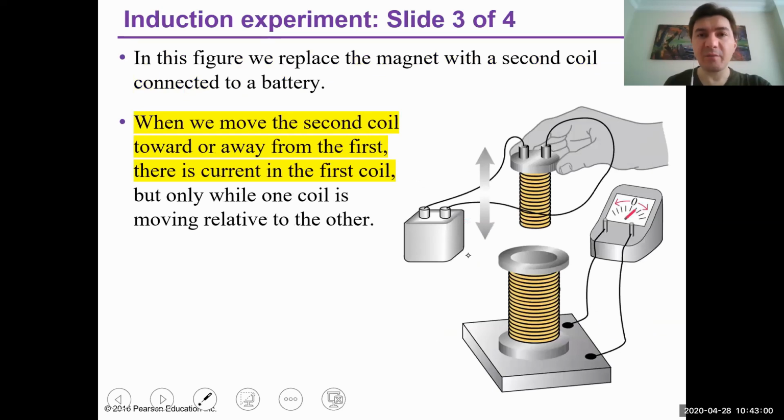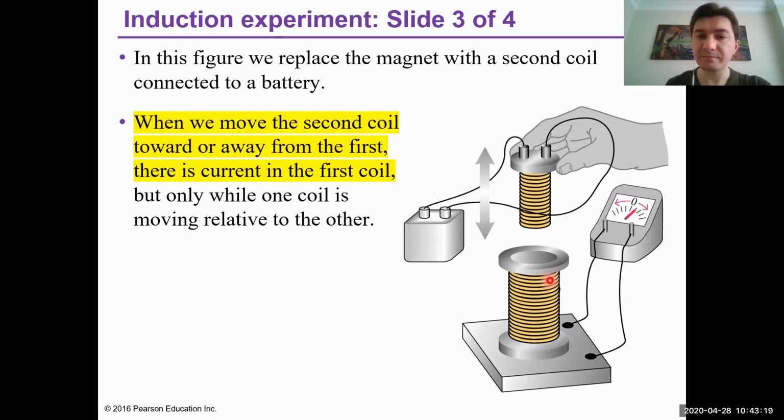So another type of experiment. Here we have one coil, okay? And this coil is connected to the battery. Then there is a current within the coil. So you can imagine that there is a magnetic field produced by the coil, okay?